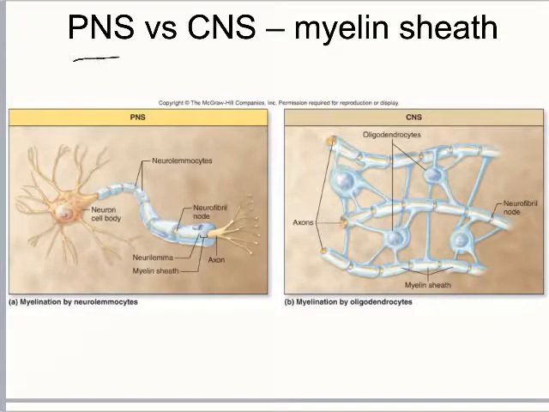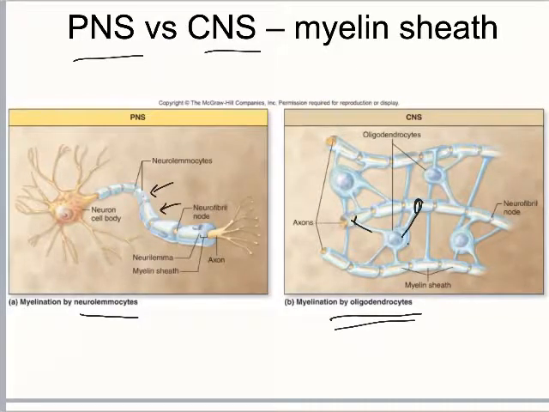Now if we compare the myelin sheath between the peripheral nervous system and the central nervous system, in the peripheral nervous system it's created by the neurolemmocytes, and you can see how the cells are wrapped around the axon. In the CNS, they're kind of connected. See how it's more like a network? The oligodendrocytes put out fingers, like gloves, really long fingers, and then they're wrapped around the axon.